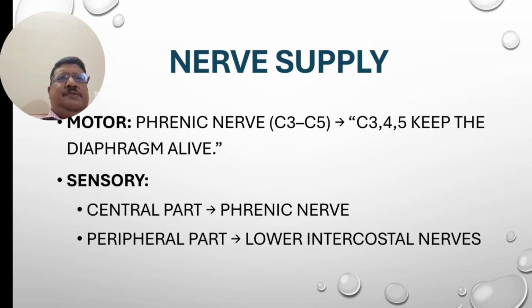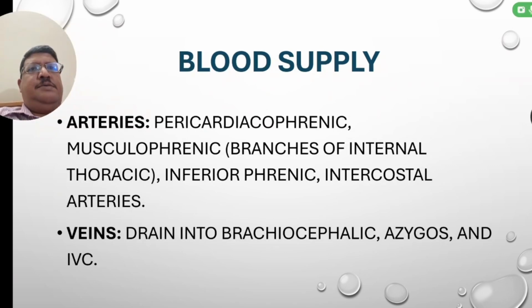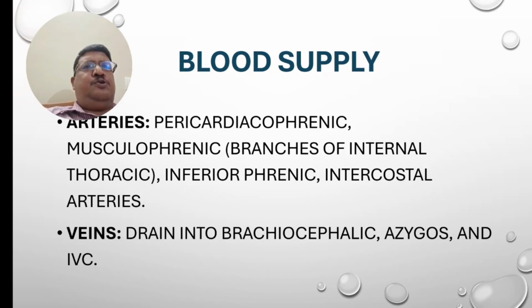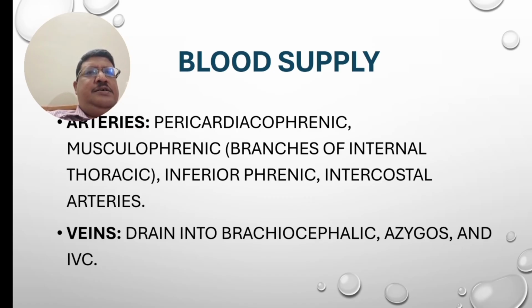Another is sensory: central part, phrenic nerves; peripheral part, lower intercostal nerves. Blood supply, arteries: pericardiacophrenic, musculophrenic, branches of the internal thoracic, inferior phrenic, and intercostal arteries. Veins drain into the brachiocephalic, azygos and inferior vena cava.